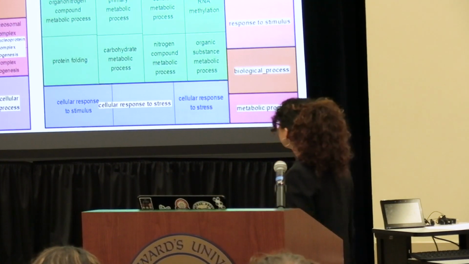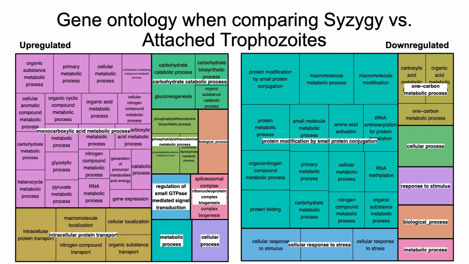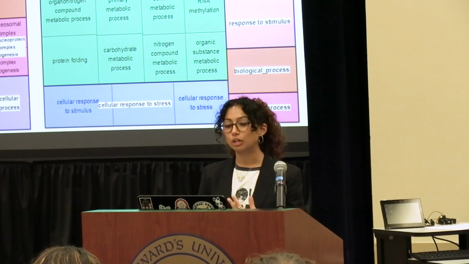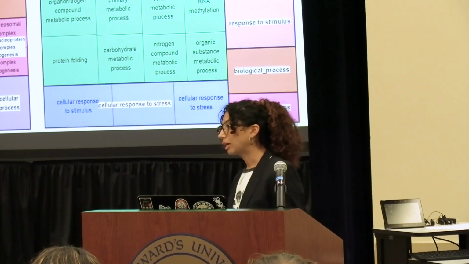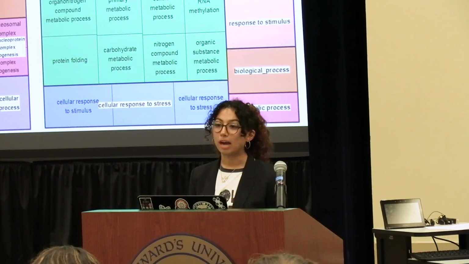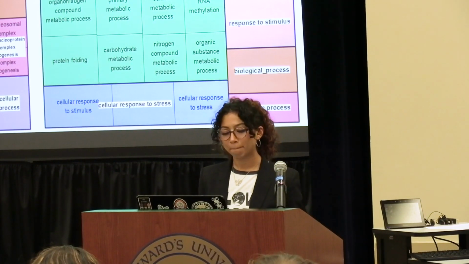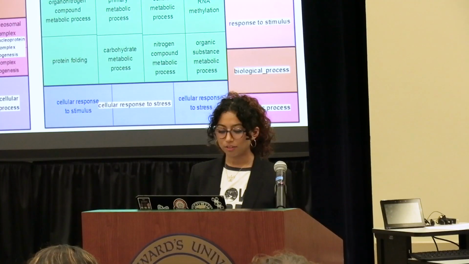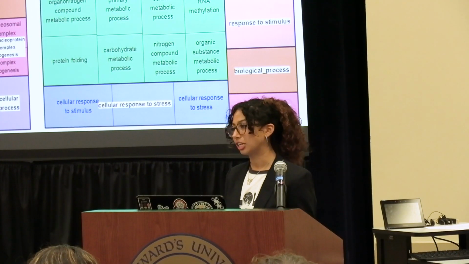When we look at the downregulated genes, so genes more so associated with attached trophozoites, we see genes associated with growth, development, and response to host stimuli. All things we would expect to see from an attached trophozoite who's feeding off the host and interacting with the host in a more direct way. Here we see genes associated with cellular response to stress, response to stimulus, and protein modification by small protein conjugation.